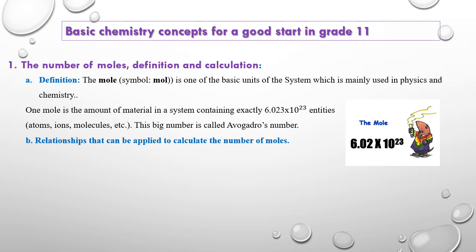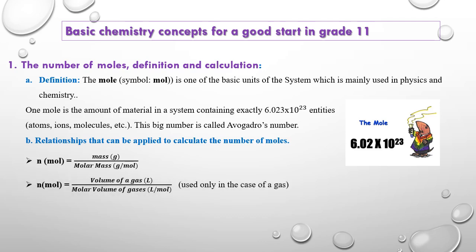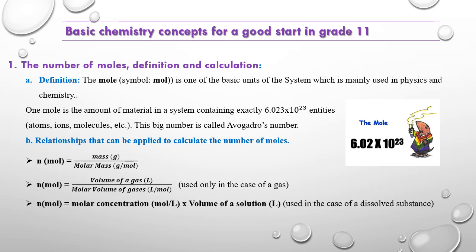This big number is called Avogadro's number. Relationships that can be applied to calculate the number of moles. The number of moles could be mass divided by molar mass, or volume of a gas divided by molar volume of gases, and this rule is used only in the case of a gas. Number of moles could be molar concentration, C, times volume of a solution, V, used in the case of a dissolved substance.